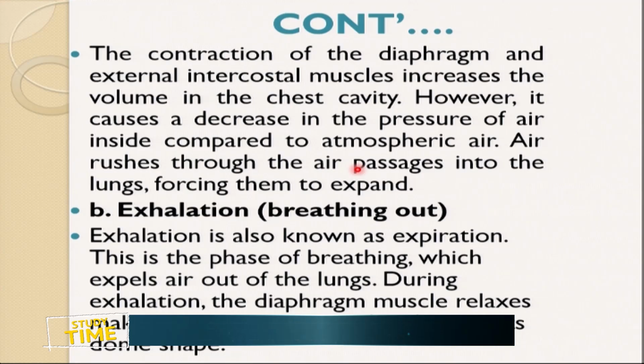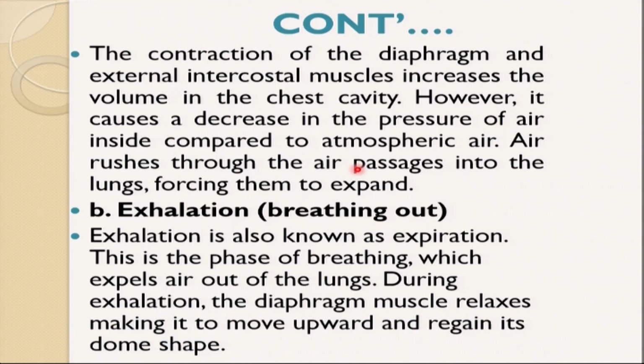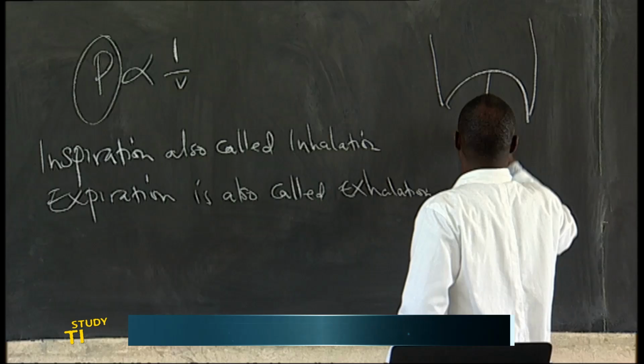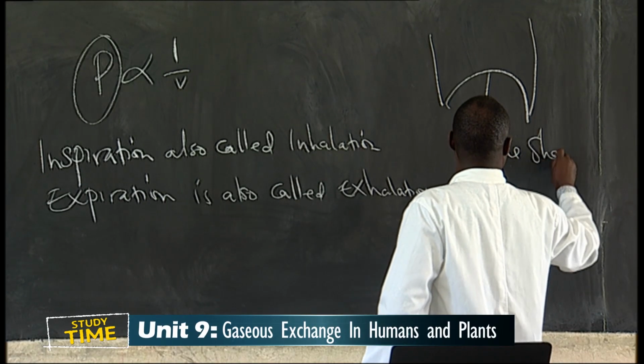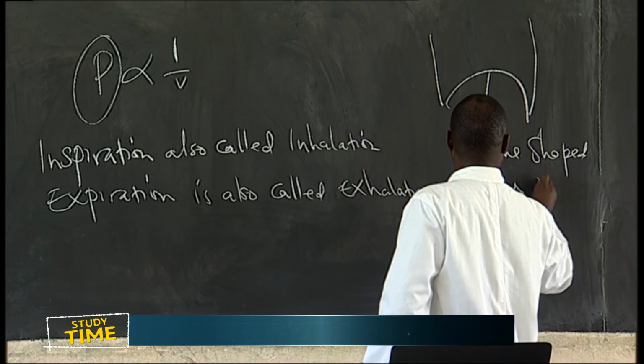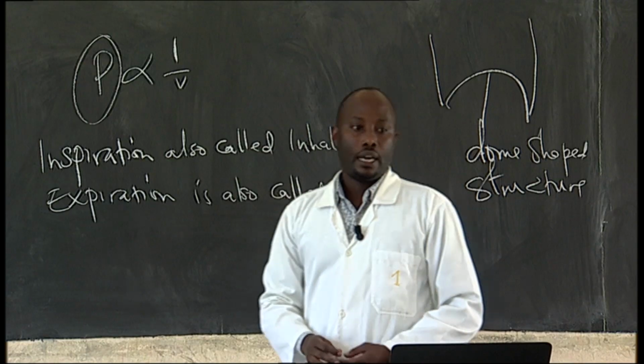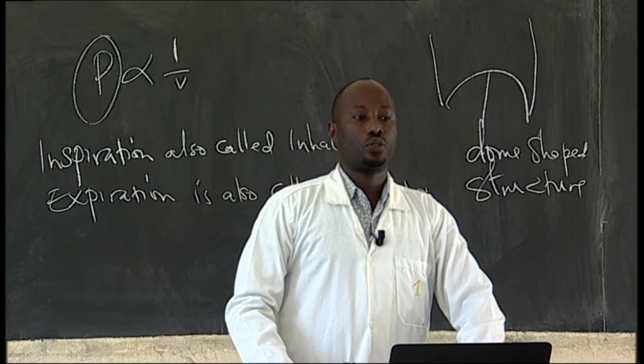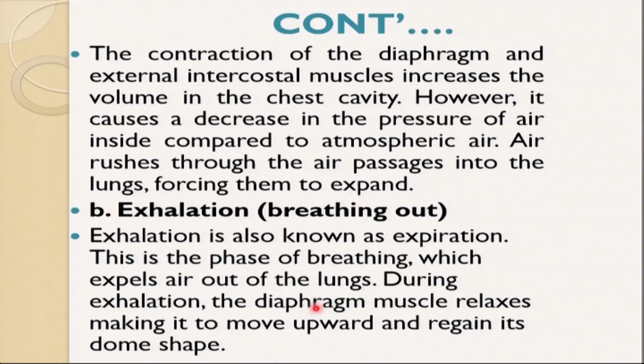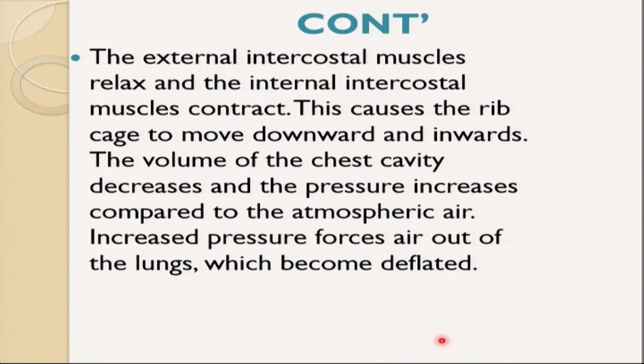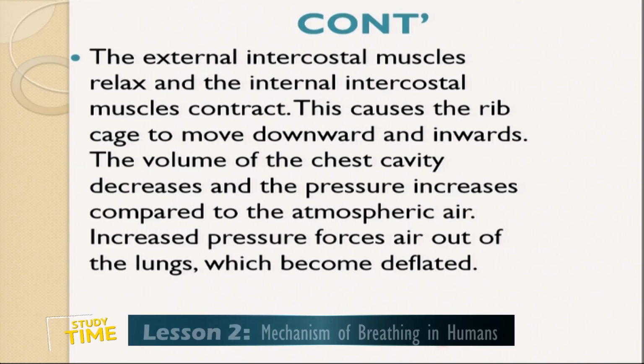I said the diaphragm muscles relax and move upward and regain their dome-shaped structure. These are the ribs, and it forms what we call a dome-shaped structure. All right? During exhalation, the diaphragm muscles relax and move upward and regain the dome-shaped structure. The external intercostal muscles relax and the internal intercostal muscles contract.